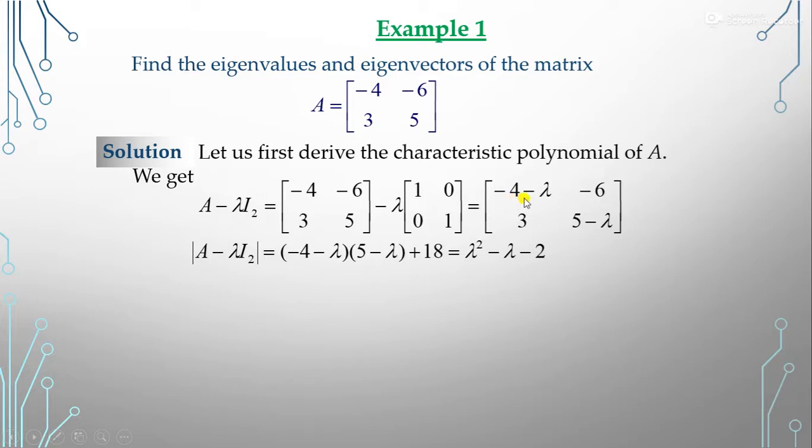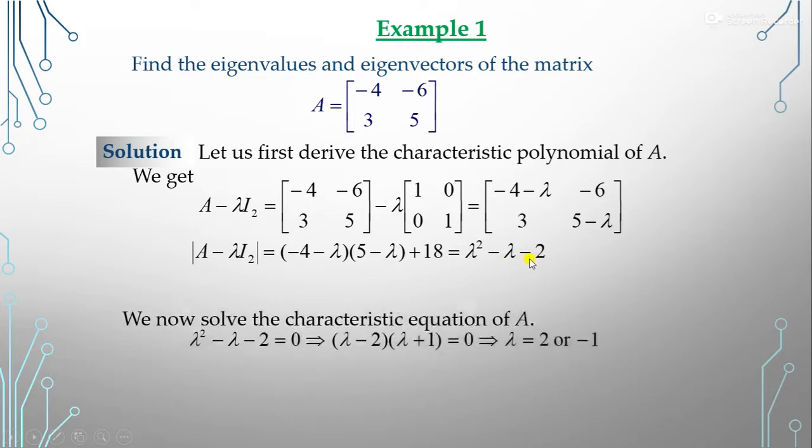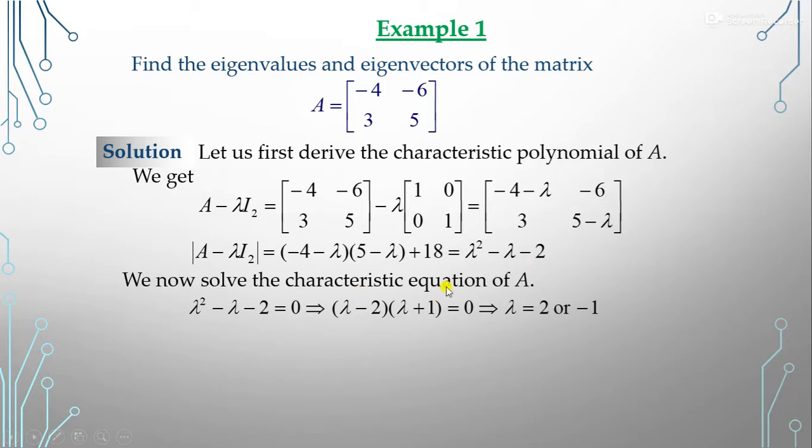How to solve the determinant? You know that very well. By cross multiplication, we can solve this determinant. So we get lambda square minus lambda minus 2. Now what is our characteristic equation? That is the determinant of A minus lambda I is equal to 0. So we put this equal to 0, and from here we have this quadratic equation, so we can get the values of lambda. When we solve it, we get lambda is equal to 2 or minus 1.